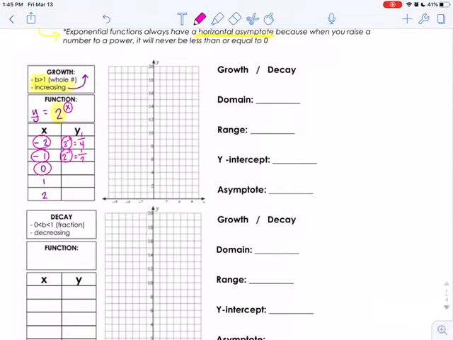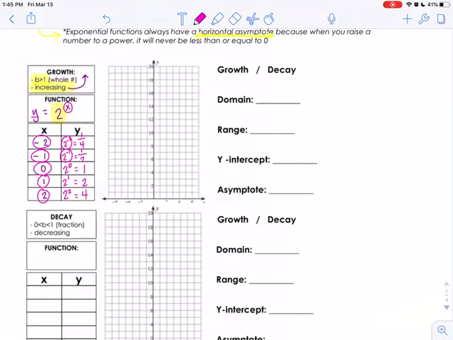So now I'm going to plug in 0 for x. So I'm going to have 2 to the 0, and we know that anything raised to the 0 power equals 1. Now I'm going to raise 2 to the first power, so I have 2 to the 1. Well, that just means I have the number 2. And then I'm going to raise 2 to the second power. So 2 to the second power means I have 2 times 2, which equals 4.